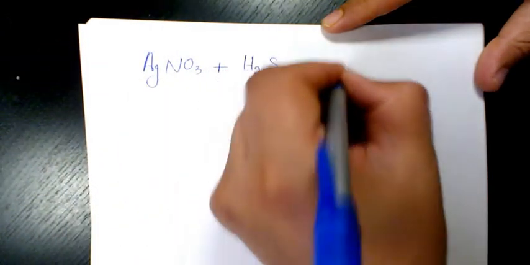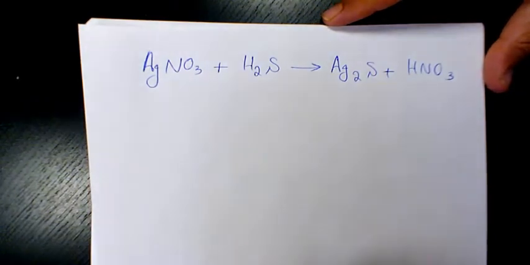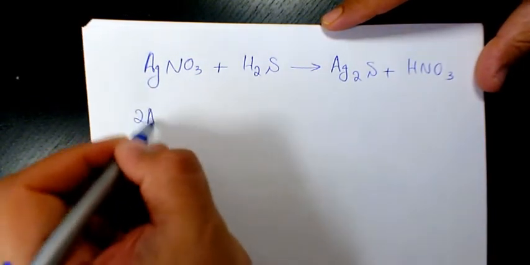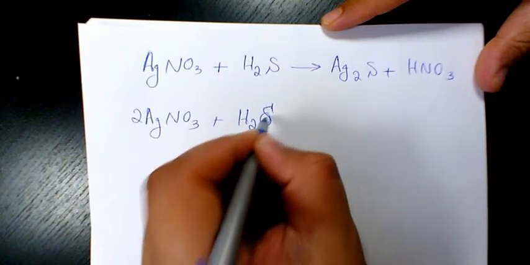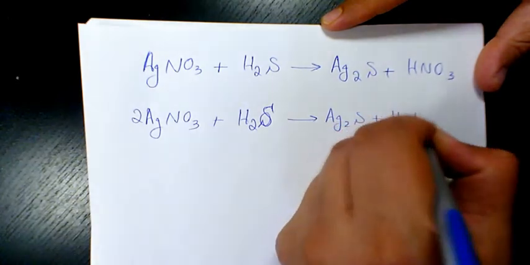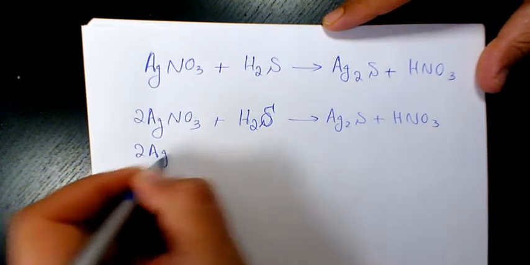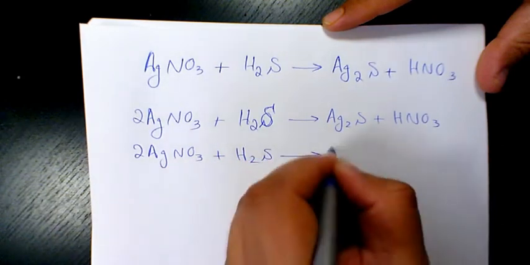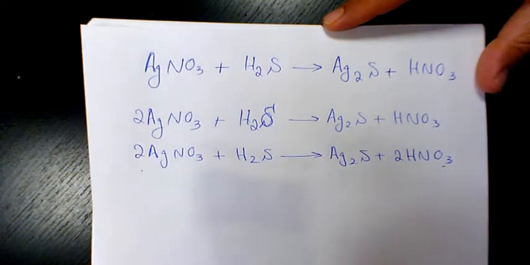Now, next example. AgNO3 plus H2S is going to give us Ag2S plus HNO3. So Ag, we have 2 and we have 1 in here. So right from the beginning, we place 2 in front of silver nitrate. We have 2 hydrogen atoms and we need to have 2 in here. So 2AgNO3 plus H2S is going to give us Ag2S plus 2HNO3. So now we have 2 nitrates, 2 Ags, 1 S on both sides, and everything is balanced.